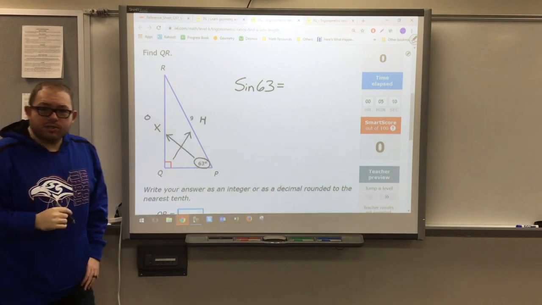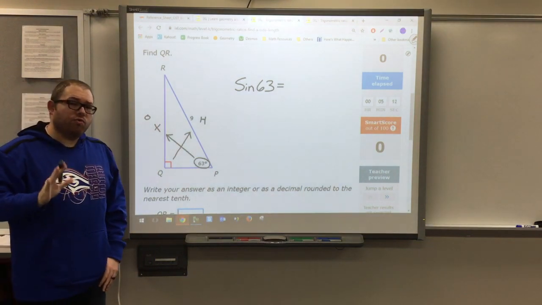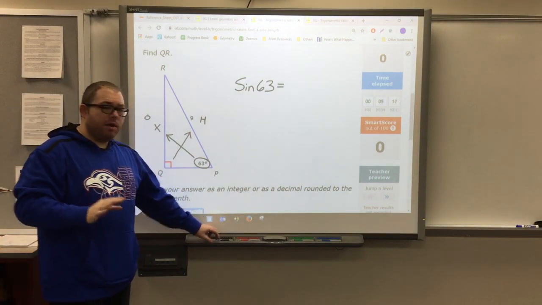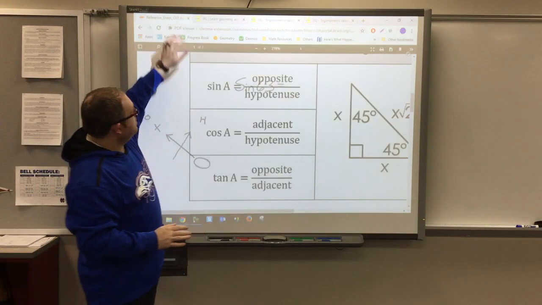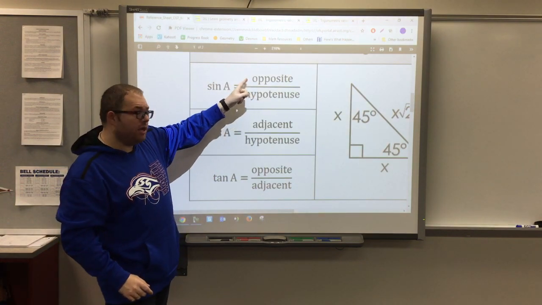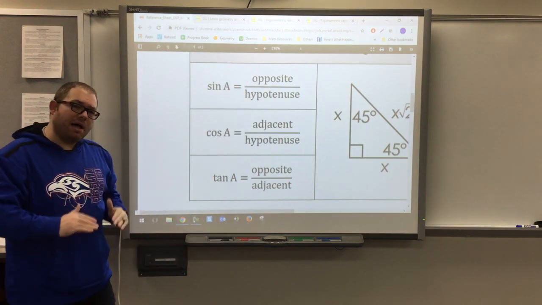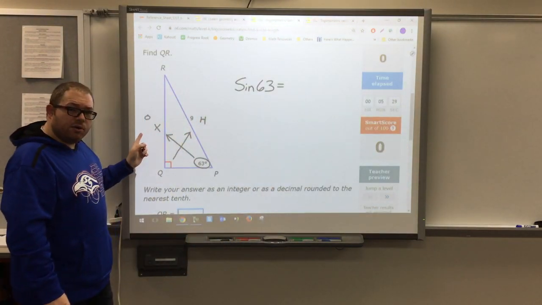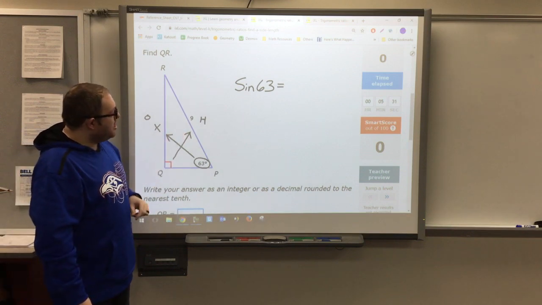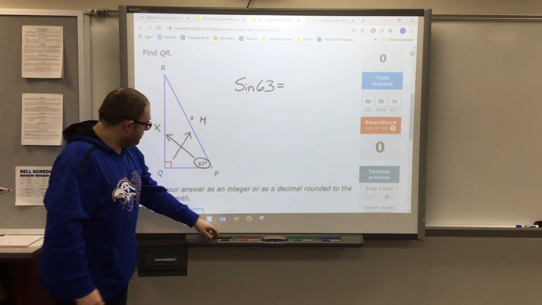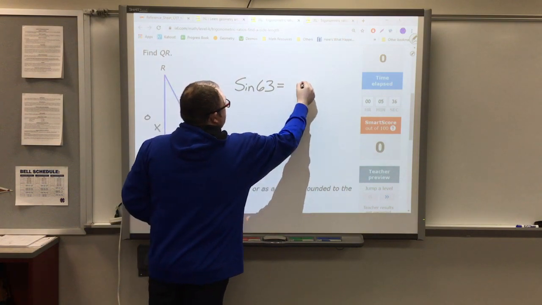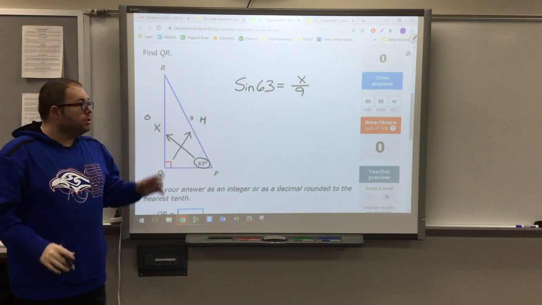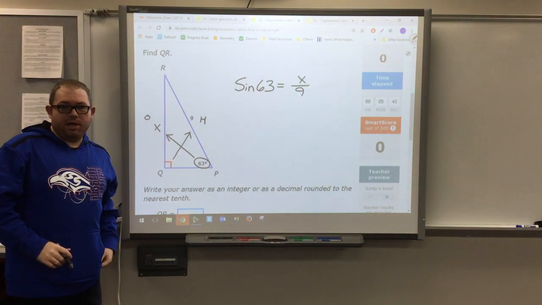You're then going to put an equal sign, and you're going to write down the correct order on the other side for your fraction. One more time, sine is the opposite side on top, hypotenuse on the bottom. So our opposite side is currently marked X, and our hypotenuse is marked 9. So that's how I know to put the X on top and the 9 on the bottom.